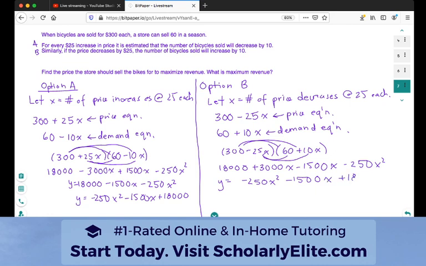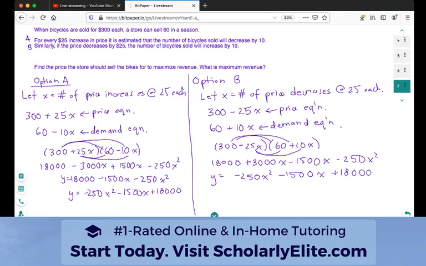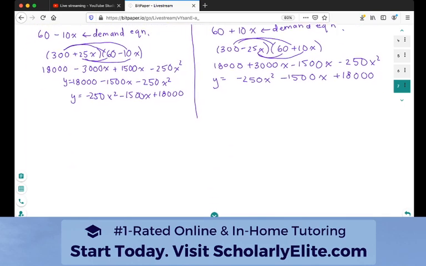Okay guys, so even though we did two separate options, realistically the equation that matters to us in the end is the exact same. The only reason is because they're perfect opposites of each other. Like here you have 300 plus 25x, here you have 300 minus 25x, but on the other side you have 60 minus 10x, and then on this side you have 60 plus 10x. They're the exact same numbers, just swapped. So in the end, when you FOIL it out, you get the same final equation.